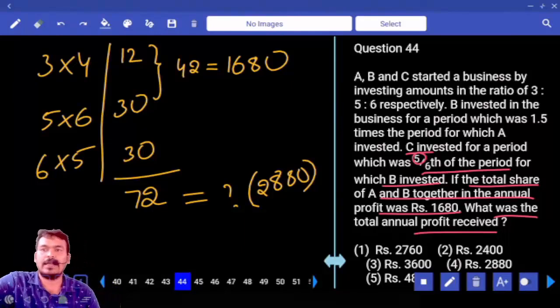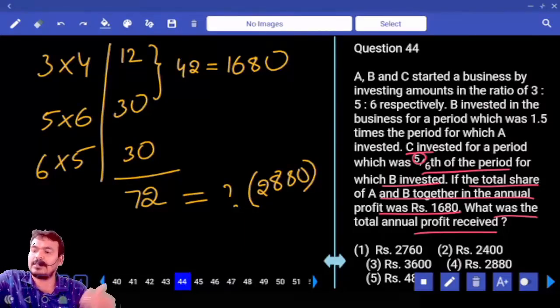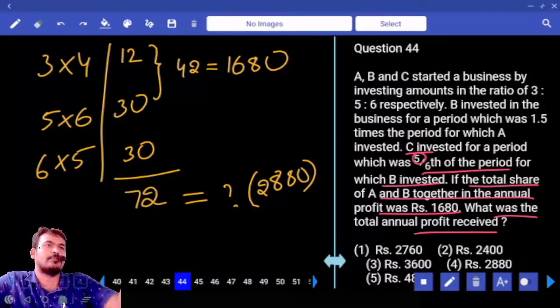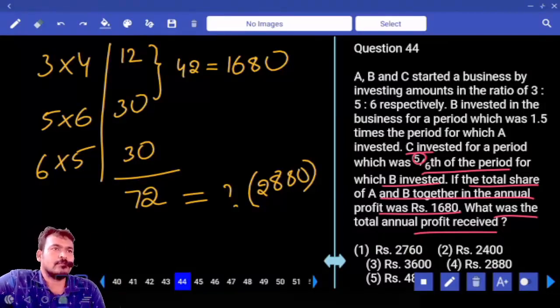What are the last two lines? C invested 5/6 of B's period. So B's time period is 6 parts and C's time period is 5 parts. If B's time period is 6 parts, then A's time period will be 4 parts.